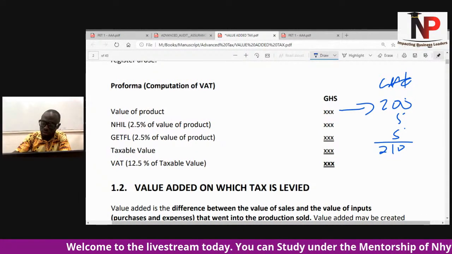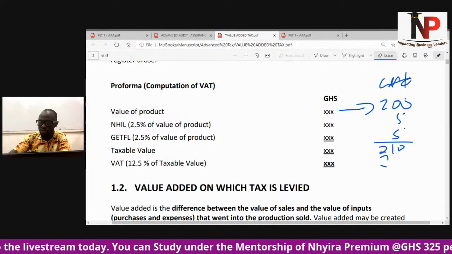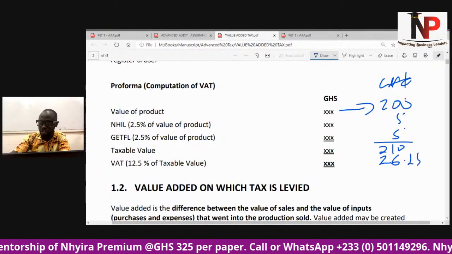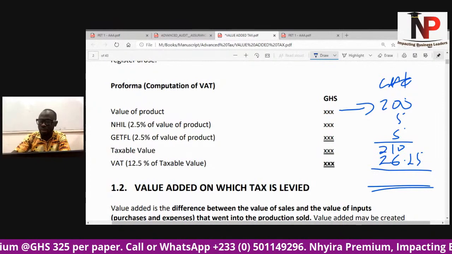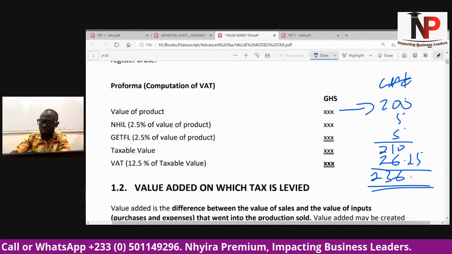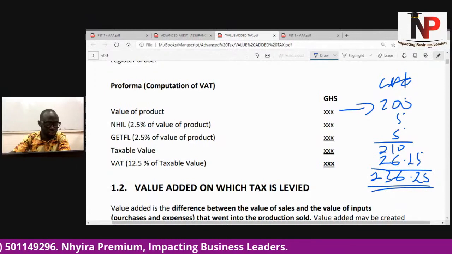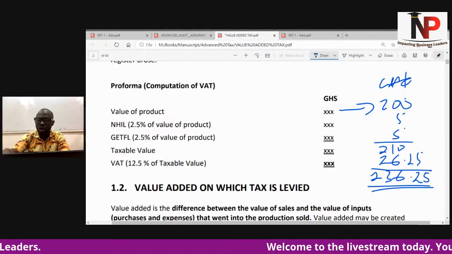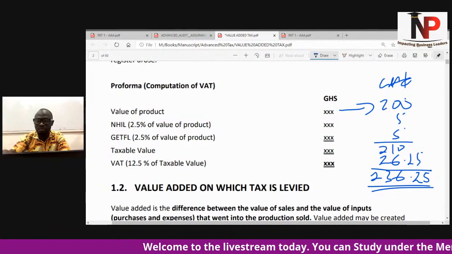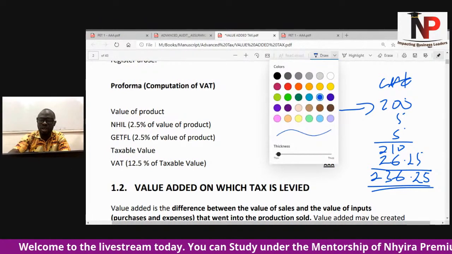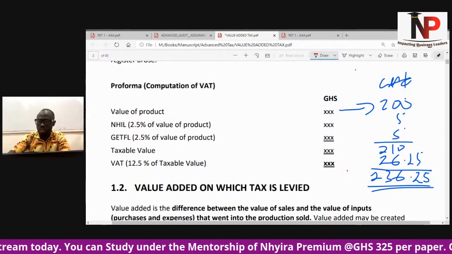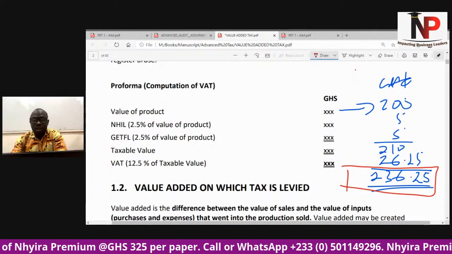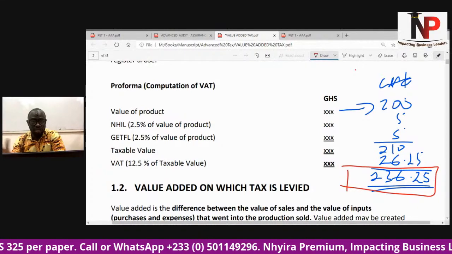Okay, 26.25. So when we now add that up, that becomes 236.25. All right, 236.25. So that becomes the tax value of the product. That becomes the tax value of the product, and that is very, very critical in relation to that. So this is what we are going to be paying for the goods that we have bought for the period under consideration. I hope you are getting the workings.